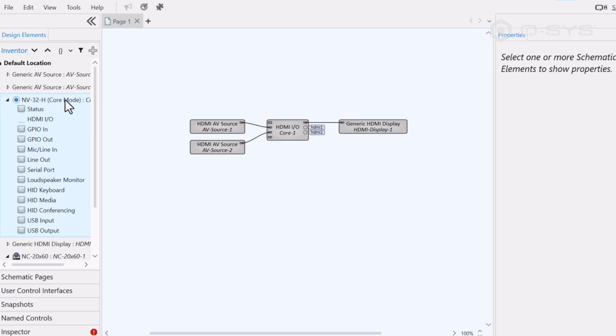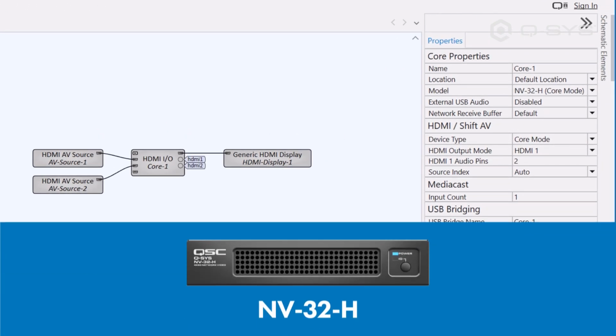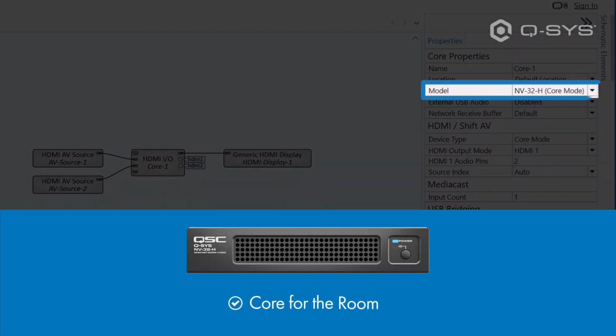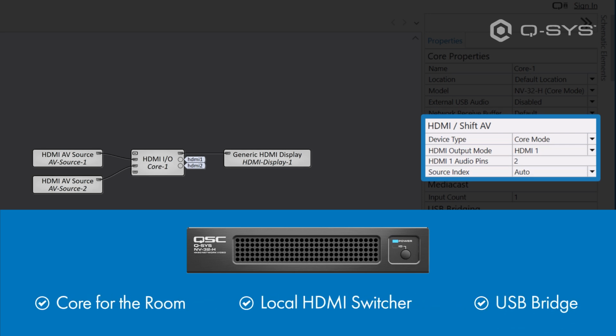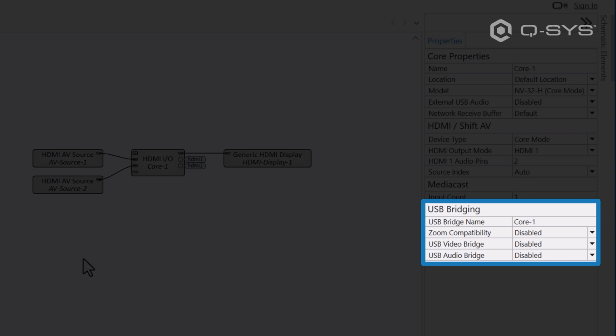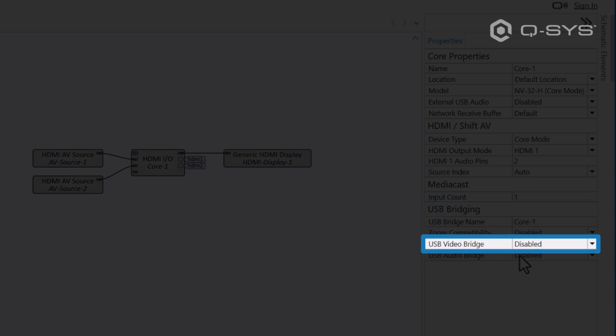Not lay, it's layman. Okay, so find the device whose USB port you're using in the inventory and go to its properties. Here, we're using the NV32H, which is operating as both the core for the room, a local HDMI switcher, and the source for our USB bridge. In the properties, there's a category called USB bridging, which is disabled by default. First, let's enable the USB video bridge.